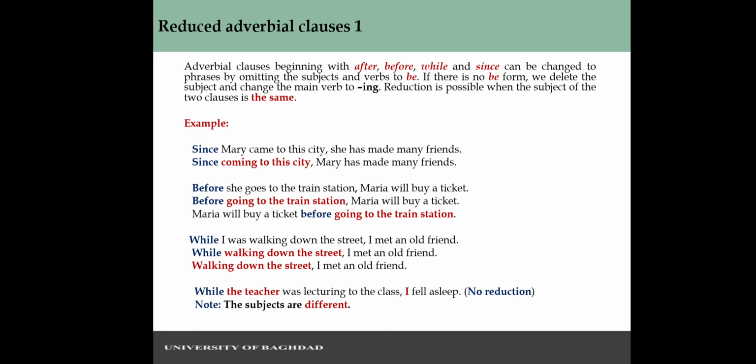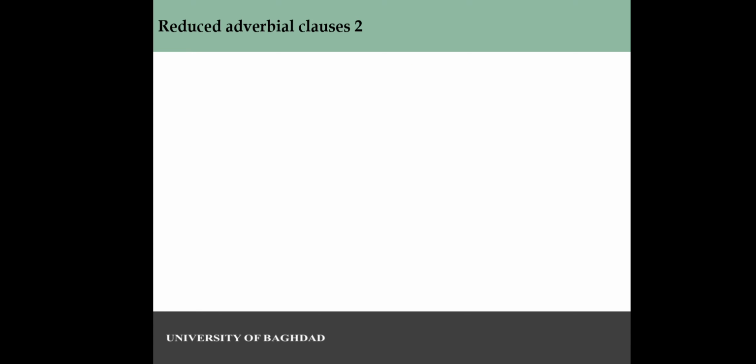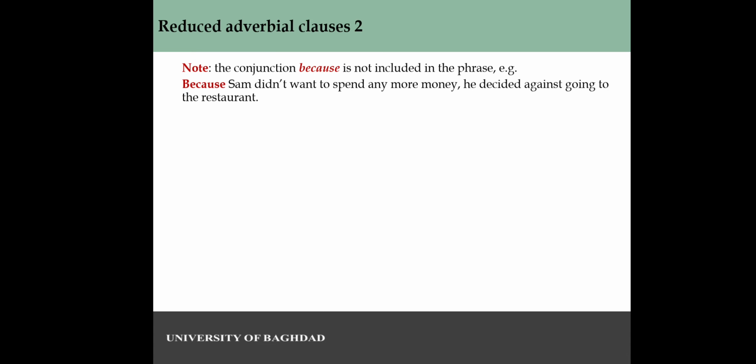Let's now move to the last part of this presentation, which is also about reduction. We'll be talking here about the conjunction because. If it is used in a sentence, we don't include it when changing the adverbial clause into a phrase, as in the following example. Because Sam didn't want to spend any more money, he decided against going to the restaurant.